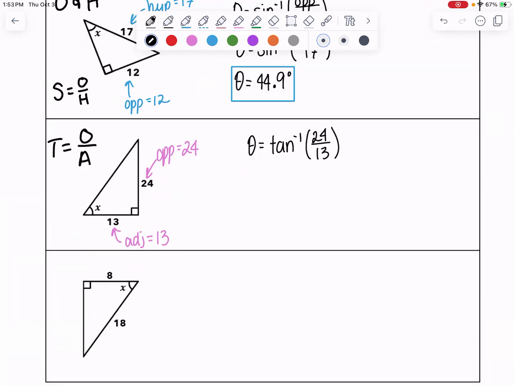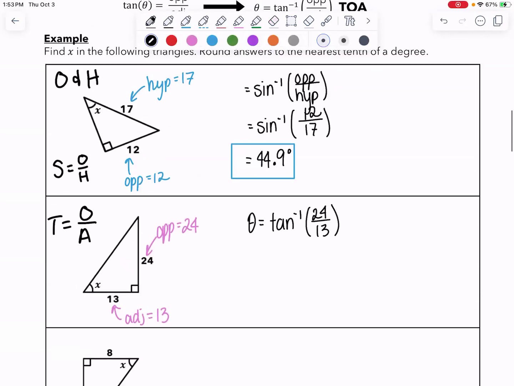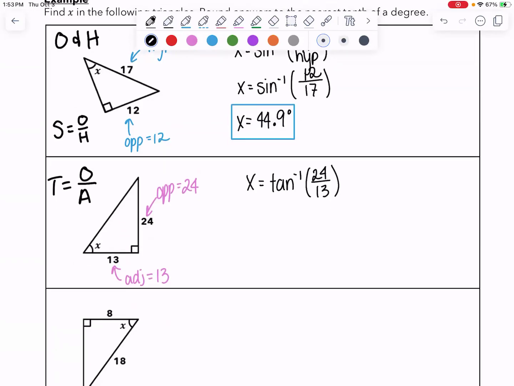And if you plug that into your calculator, you should get, oh, you know what I should do? I shouldn't say theta. I should say x, because this angle is not named theta, it's named x. So we'll just rename him x. It doesn't matter. The answer is the same. This is equal to 61.6 degrees.